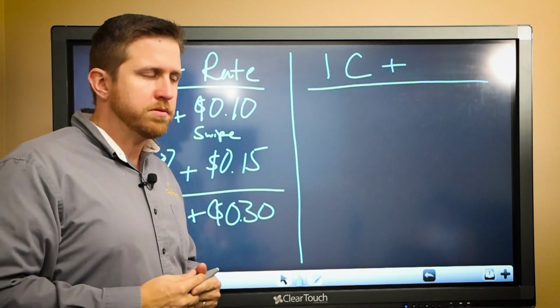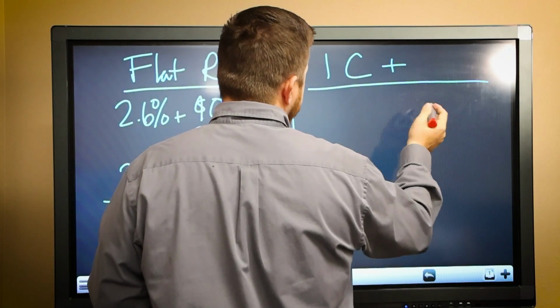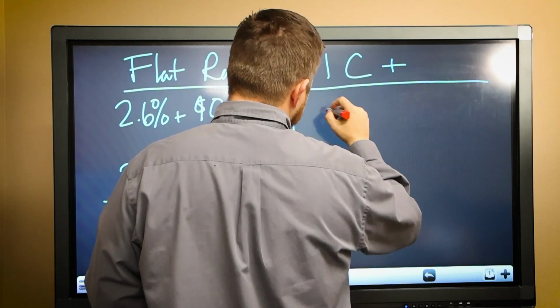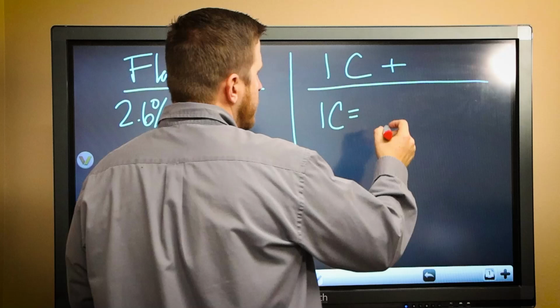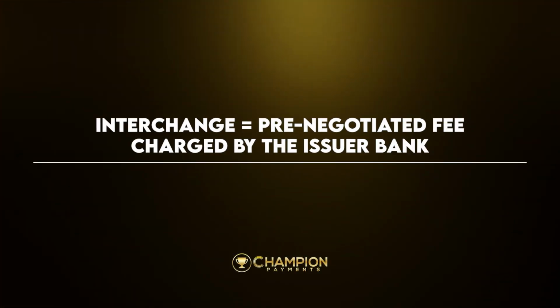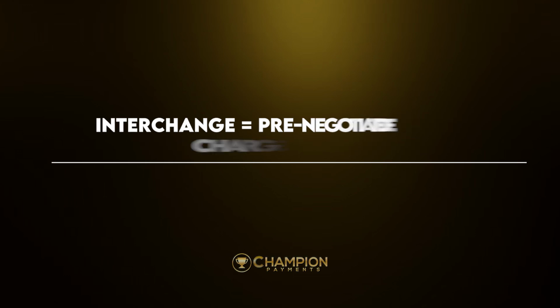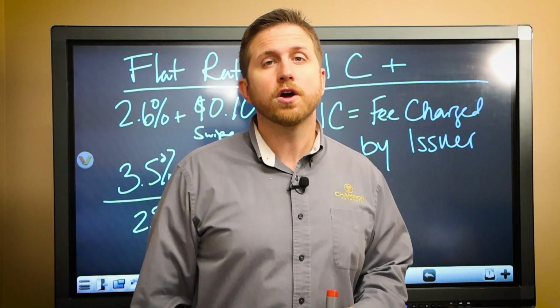Let's look at Interchange Plus. On the Interchange Plus side, it starts with the interchange. Now let's define interchange. Interchange, let's just put IC equals the pre-negotiated fee, right? So this is a fee charged by the issuer. Now, the issuer is the bank that gave the card to the card holder.